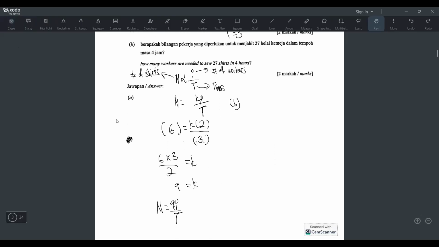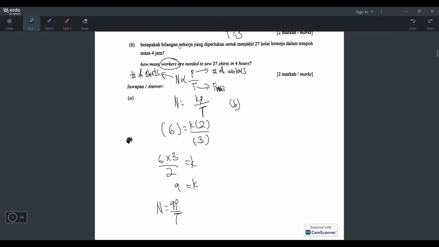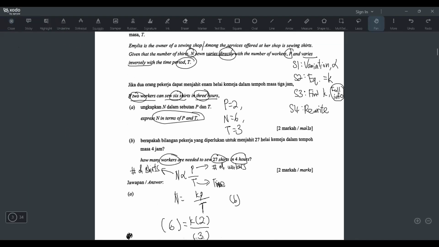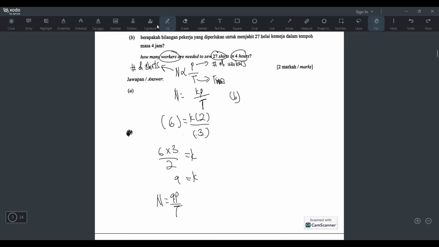Okay, what about B? B says what? How many workers are needed to sew 27 shirts in 4 hours? It means this question, they ask for step 5. Just now I told you, right? Sometimes they ask for step 5. So can you tell me, this question, they want to find workers, right? So it means they want to find N, or they want to find P, or they want to find T. They want to find P.